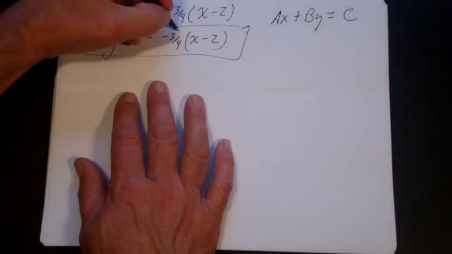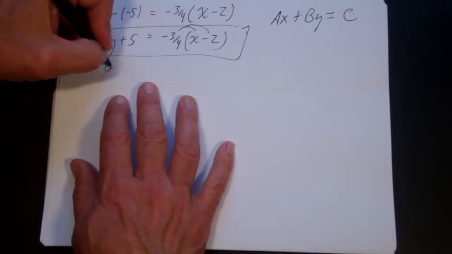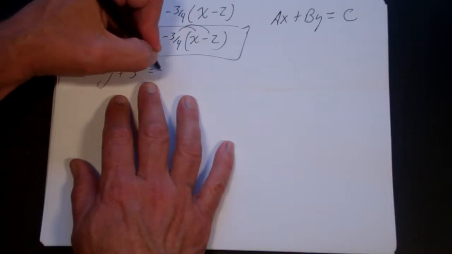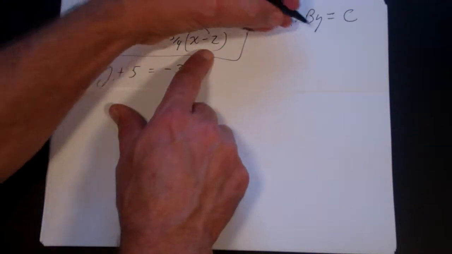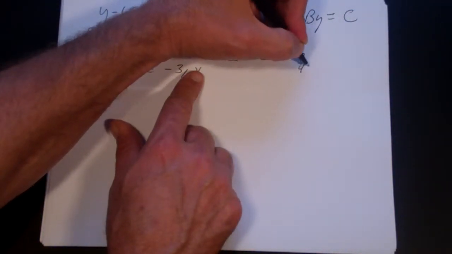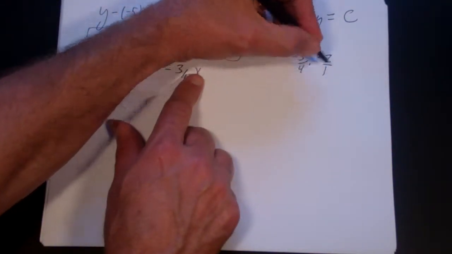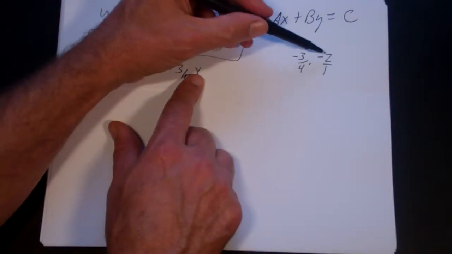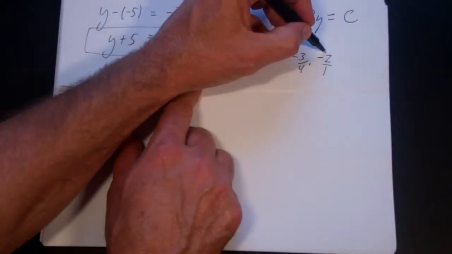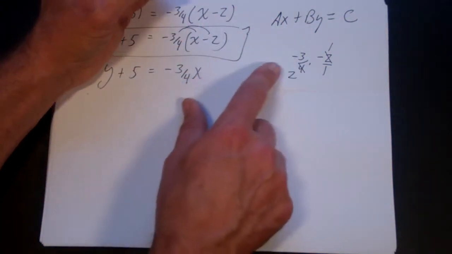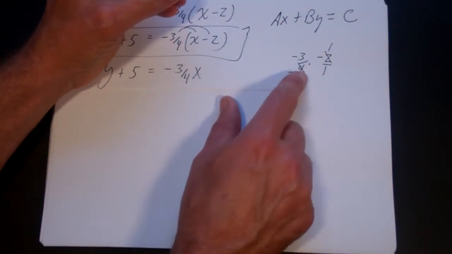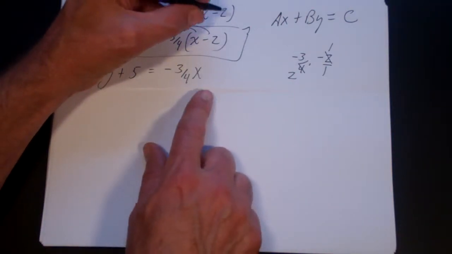The first thing I'm going to do is distribute the negative 3/4, so you get y plus 5 is negative 3/4 x. Now that's negative 3/4 times negative 2, or 2 over 1. So that's 6 over 4, or another way to think about that is the 2 and the 4 cancel. That becomes a 2 and a 1. So negative times a negative is a positive, so it's 3 over 2.